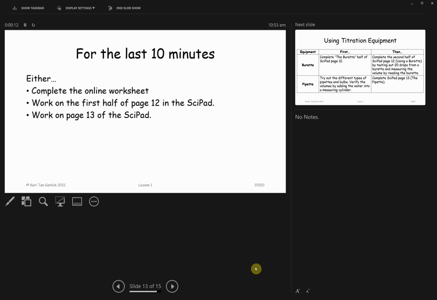Where I want you to start thinking about titration. There's the online worksheet if you want to work on your device. There are 2 pages of the side pad you can do, which is what I've been assigning as homework. For the first page, I just want you to do the first half of it, reading the meniscus. You won't do the second half because you're going to do that in class to test out the BRF. Or you can work on page 13, which is using the pipette. Pages 12 and 13 are the 2 pages of the side pad I want you to work on.